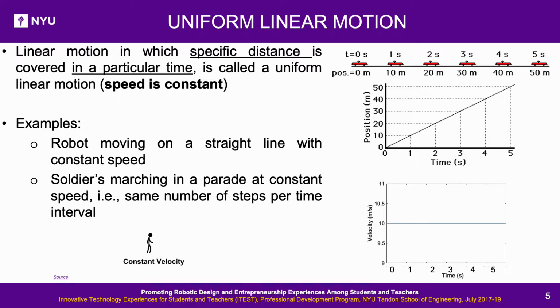Note: for linear motion, distance and displacement are the same. This is because the shortest path between the start and end points, a straight line, is the displacement, which is the same as distance for motion in a straight line. Consequently, the magnitude of the velocity is the same as speed. It can also be observed from the velocity time plot that the velocity remains the same throughout, 10 meters per second.